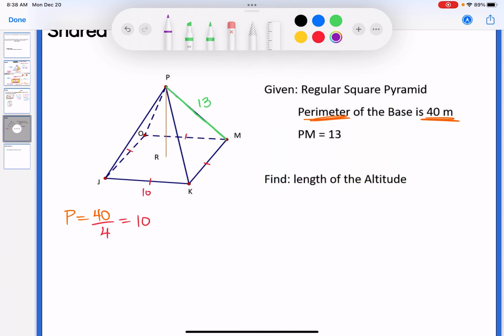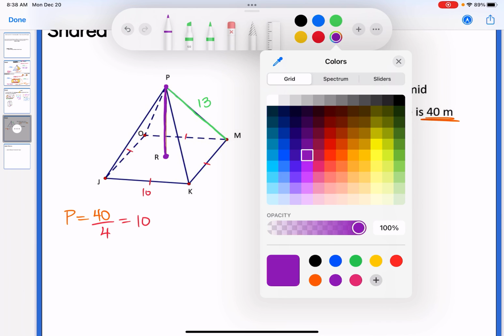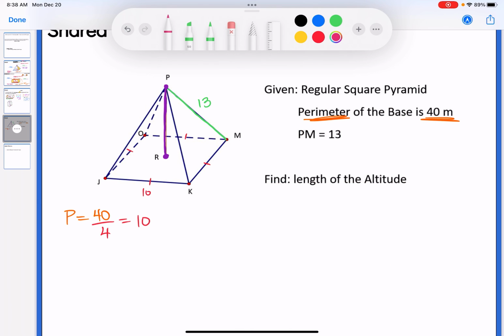So remember, the altitude is the segment that drops straight down from the vertex, goes to the very middle of the base, and it makes a right angle with the base. See if I can draw that a little bit. There we go. It makes a right angle with the base, right? So that is the same thing we're trying to find right here, x.